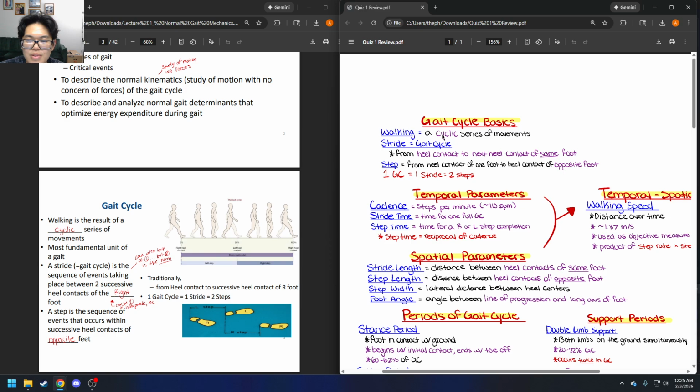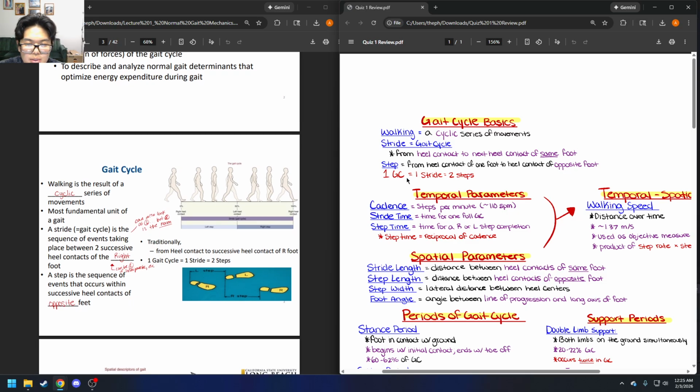However, a step is heel contact of one foot, aka your right foot, to the heel contact of the opposite foot. That's just basically a step. Understanding that, one gait cycle is one stride, used interchangeably, and one stride equals two steps.